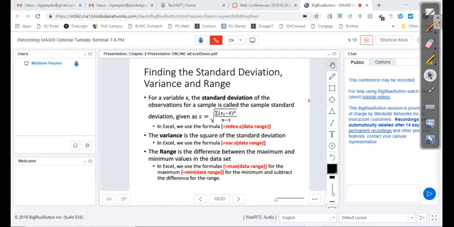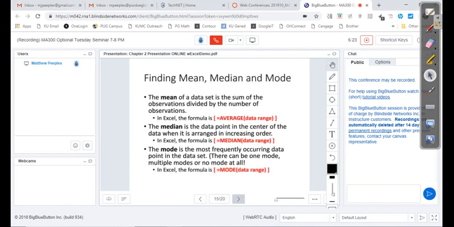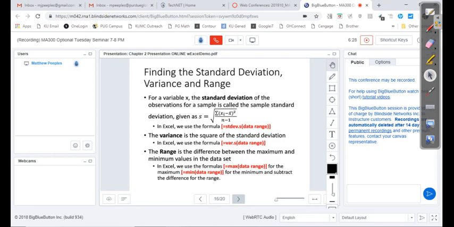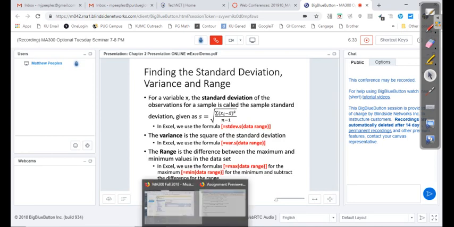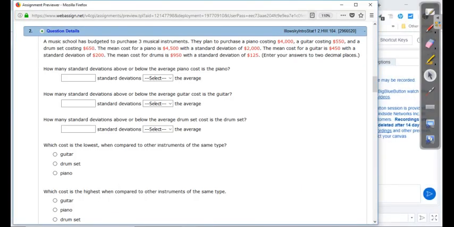And here we are at our presentation right here. For those of you just joining me on the video, I'm recording from Chapter 2, and we're going to use information about the mean, median, and mode, as well as standard deviation to help us interpret data in an Excel data problem. And here's the problem.